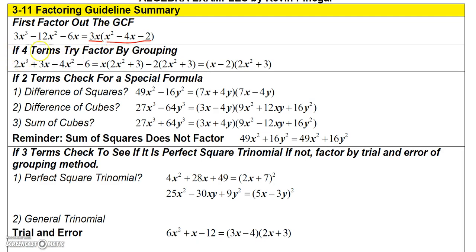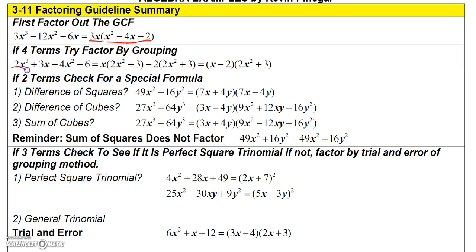If you have 4 terms, you probably want to try to factor that by grouping. I didn't do more than 4 terms, but you can actually use grouping for more than 4 terms. Sometimes it works for 5 or 6 terms. But anyway, I'm just going to do it with 4 terms. So here I have 4 terms.